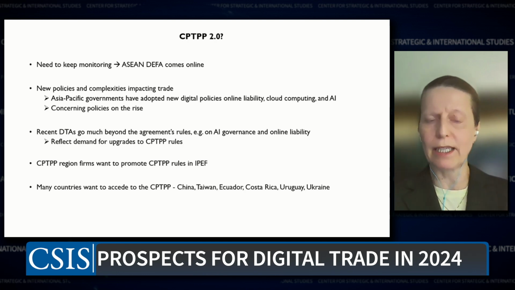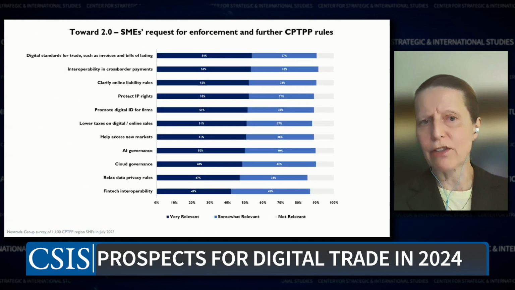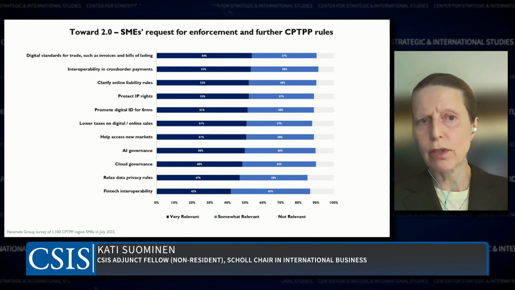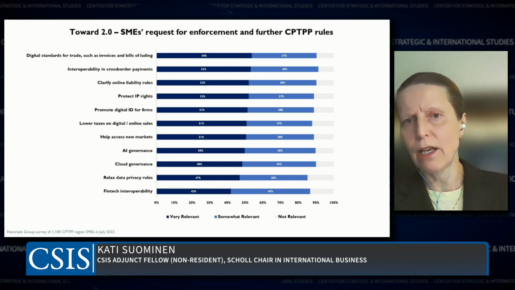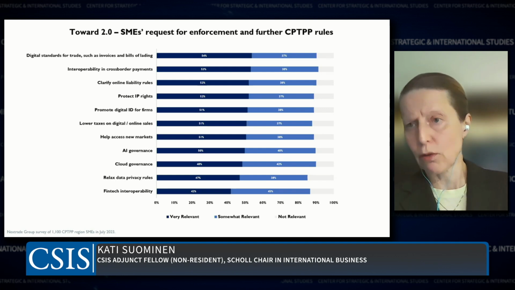So there are many moving parts in the Asia-Pacific digital trade landscape, and there's a great deal of demand for new, better rules, perhaps on interoperable payments, on AI governance, on digital standards, for instance for things like invoices and bills of lading to facilitate trade. As we asked businesses what they would like to see from the CPTPP going forward, not only do they want implementation, but they want modernized rules.